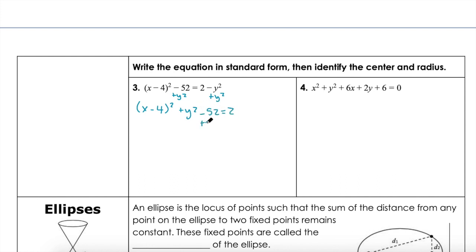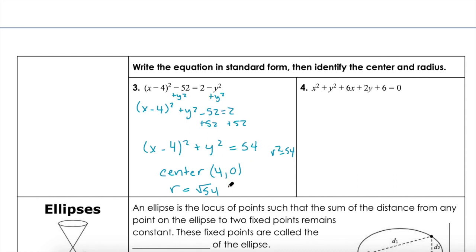Then I'm going to move the 52 to the other side. So we have (x minus 4) quantity squared plus y squared equals 54. Now that our x and our y are on the same side being squared and our number on its own side, this is in standard form. In this case, our center would be at (4, 0), since nothing is here with the y. Our radius squared equals 54, so our radius would be the square root of 54.